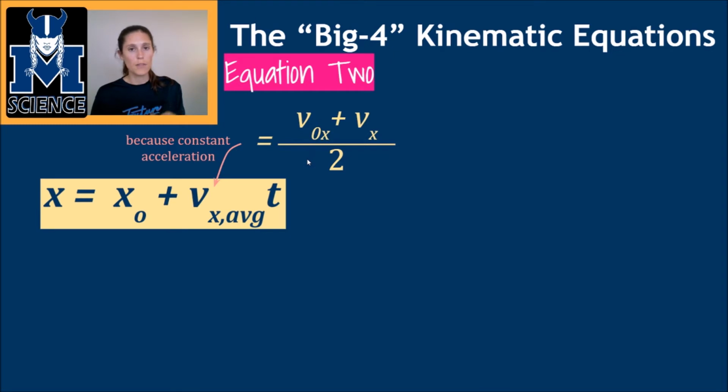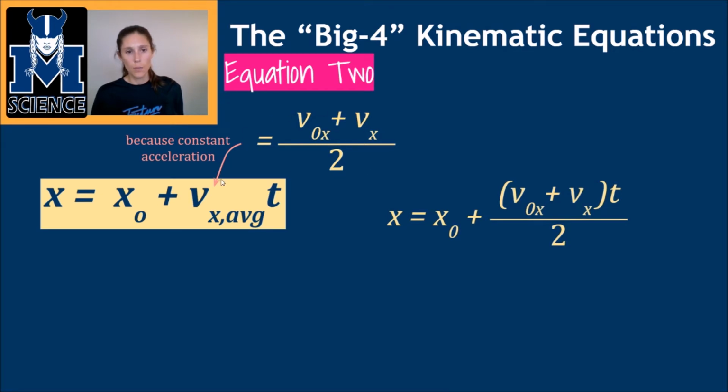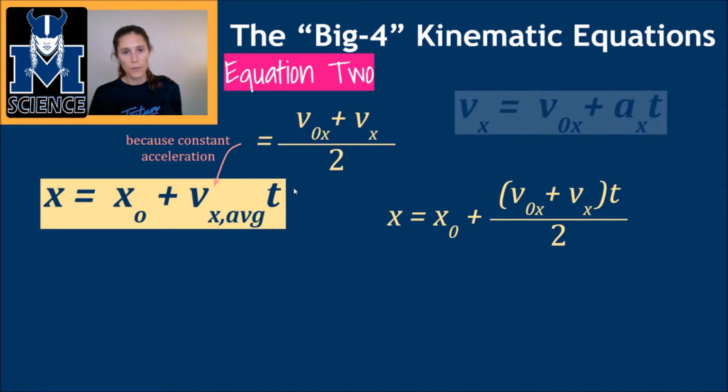If you're curious about that, we can go over it at a separate time. But in this video, I'm just going to tell you that because it's constant acceleration, we can say that this is true. So let's take this and plug it in for Vx average. We're now plugging in this V initial and V final, so V naught x and Vx divided by 2, and we're still multiplying by t here.